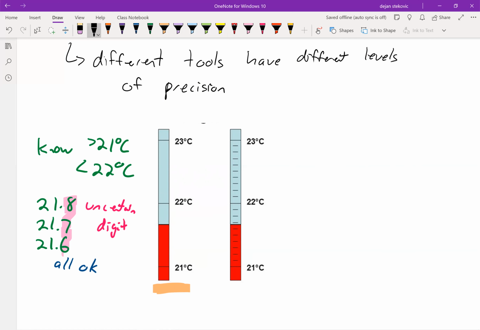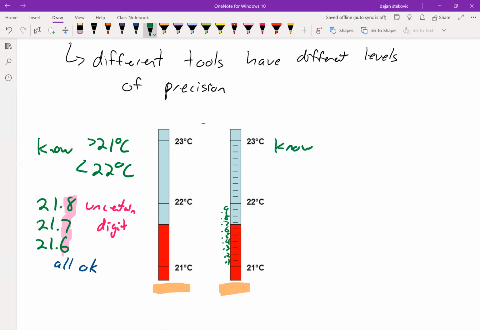Let's take a look at the thermometer on the right then. So let's think about what we know and what we don't know. First off, we see that we have some markings in between 21 and 22, and there are 9 of them. So that means that we have 0.1 for each. So this one, for example, would be 21.1 at this marking, 0.2, 0.3, 0.4, 0.5, 0.6, 0.7, 0.8, 0.9, and then we reach 22.